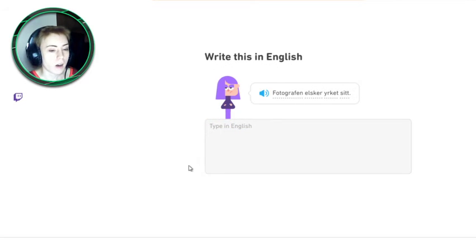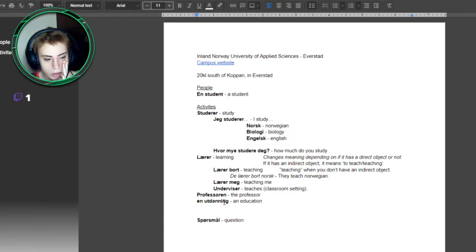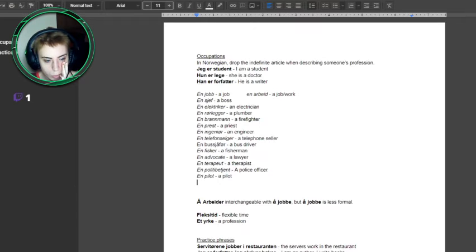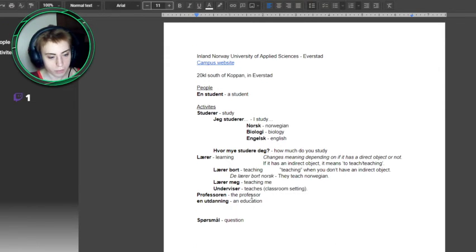Fotografen elsker yrket sitt. The photographer loves expensive. Sitt. Oh, why? I thought that word was expensive. No, it's yrke. It's education, right? Wait, what was it? I wrote it down somewhere. Work. A profession. Okay.